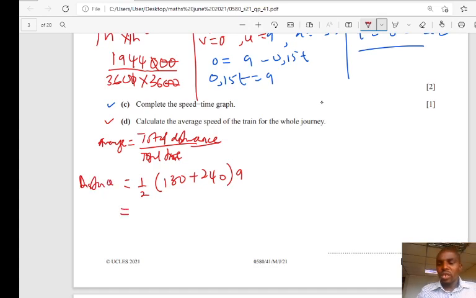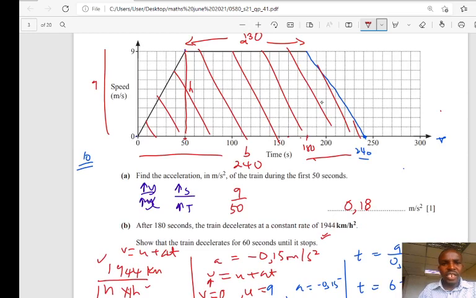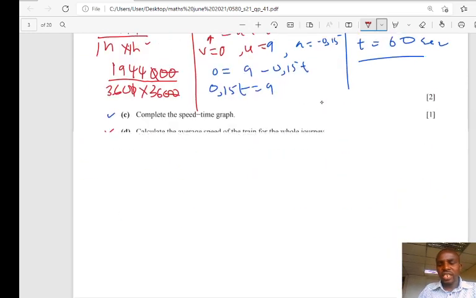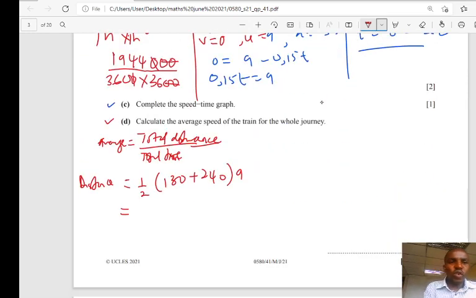Then it is equal to, simplifying this one, let me confirm, it's 130 and 240 times height. Yes, total time taken is 240. Right, he simplified this one: 130 plus 240. Then he said divide by 2 times 9.